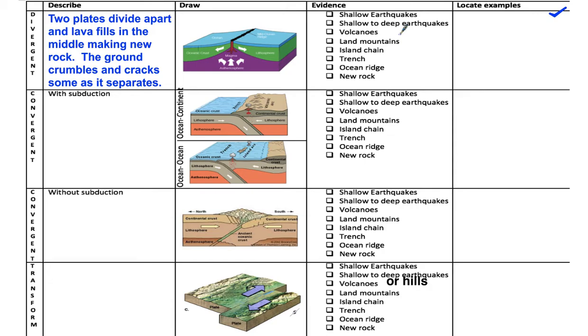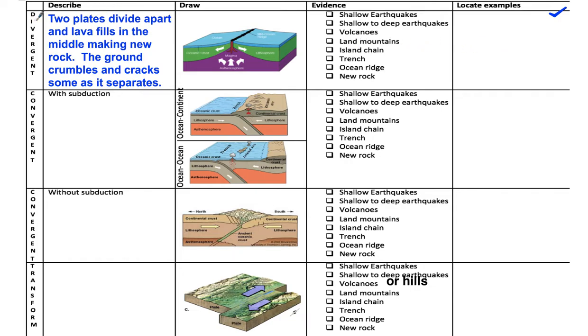Then we've got our evidence. That is a checkbox list. We are not going to check everything for them, but that is the list of what may or may not be at each location. And then you will locate items. That also matches with your plate tectonics map project task number 6.